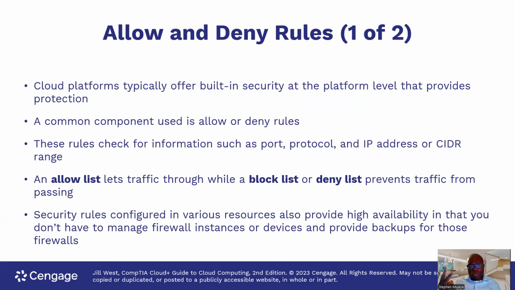They are going to do 2 things. They are going to allow traffic into the network or deny that traffic, right? So an allow list is going to allow traffic to come through, while either a block list or deny list is going to prevent some traffic from passing through your network.